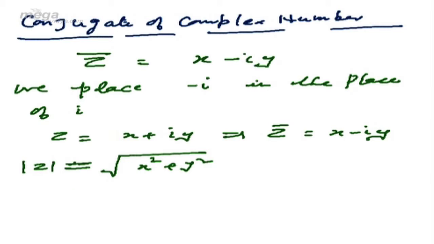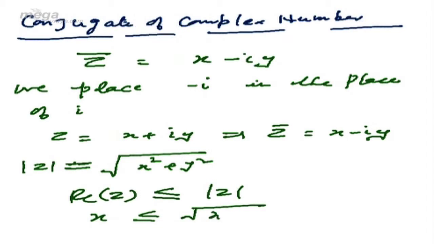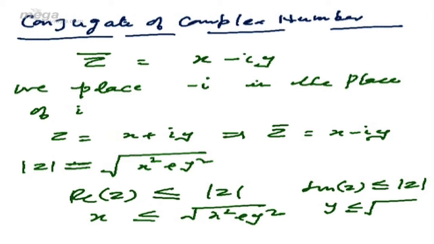Here we can see real part of z is always less than or equal to mod of z, because x will always be less than or equal to root of x square plus y square. Similarly, imaginary part of z is always less than or equal to mod of z, that is y is always less than or equal to root of x square plus y square.